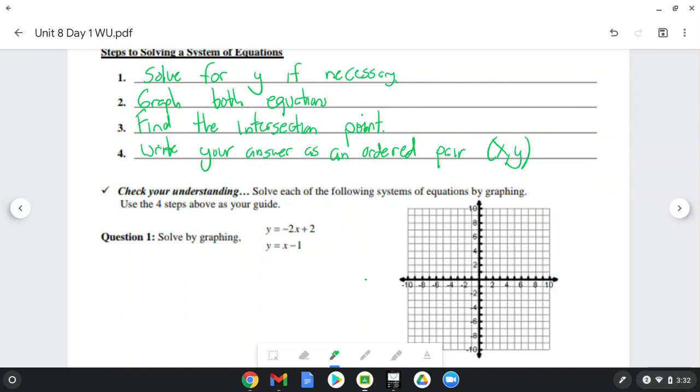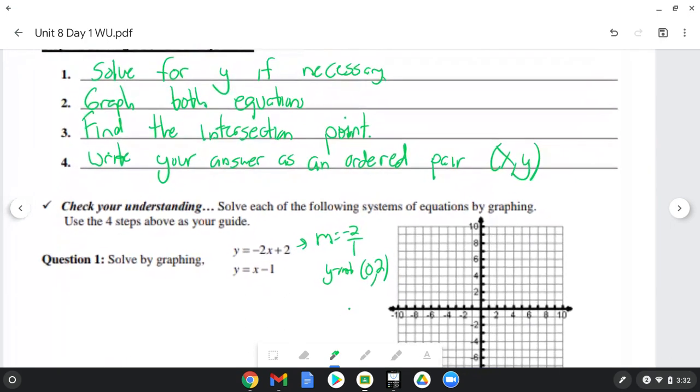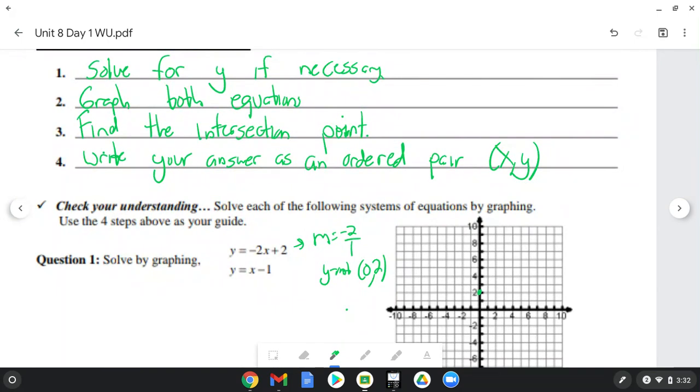So this top equation has a slope of negative 2 over 1 and a y-intercept of 0, 2. So if we were to graph this, we go to 0, 2. And then my slope tells me to go down 2 over 1 forever. So I'm going to dot that out, by the way. That way, it'll make it easier to see where these intersect. So I'm going to go up 2 to the left one as well, continuously.